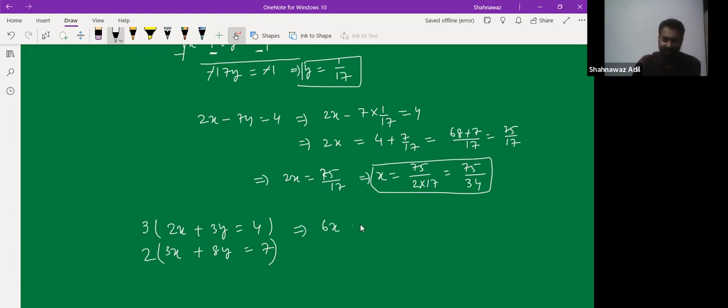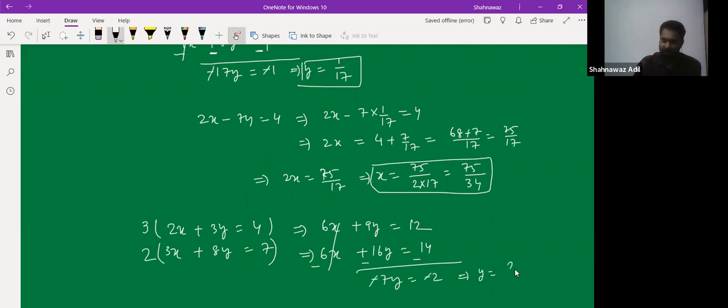So 6x plus 9y is 12, and this is 6x plus 16y is 14. So this gets cancelled, and you have 7y is minus 2. So y is 2 by 7. Right, and then you calculate x from here. Understood? Adil, any doubt?